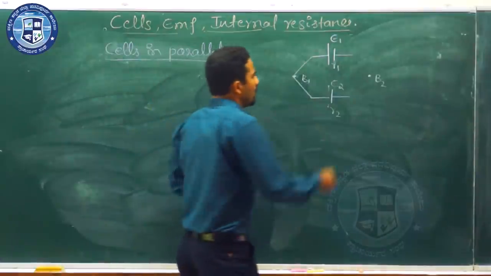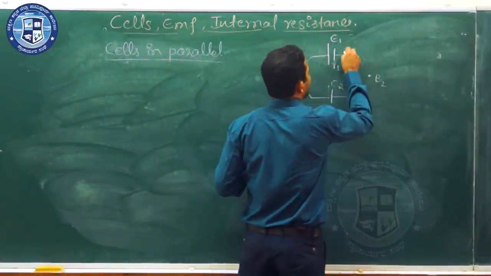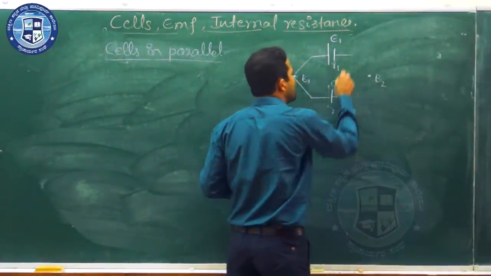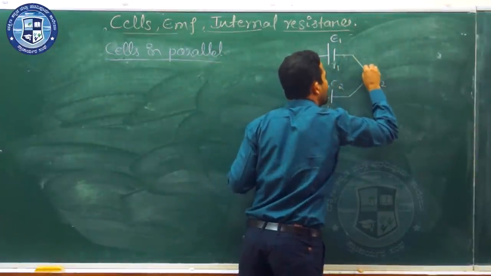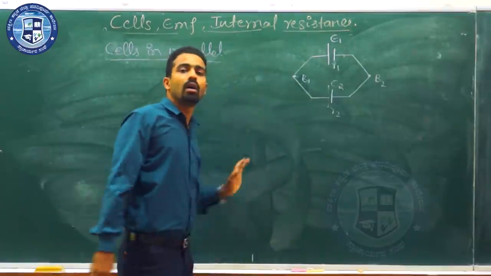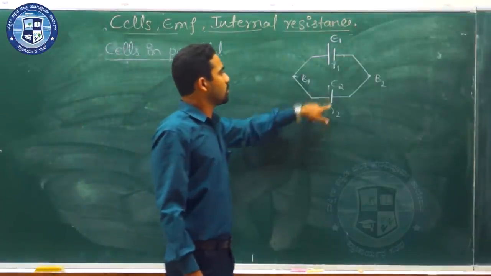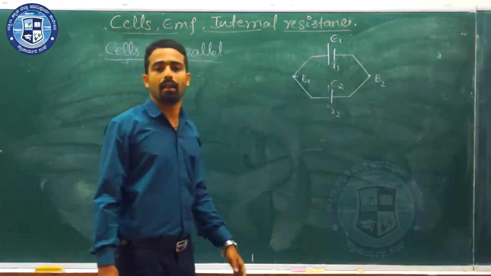We are connecting to one common point. Again, let us connect the remaining two negative terminals of the two cells to another common point, that is point B2. We have connected it here. Now we say these two cells are connected in parallel.